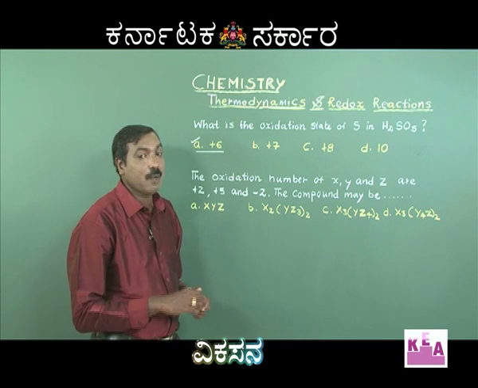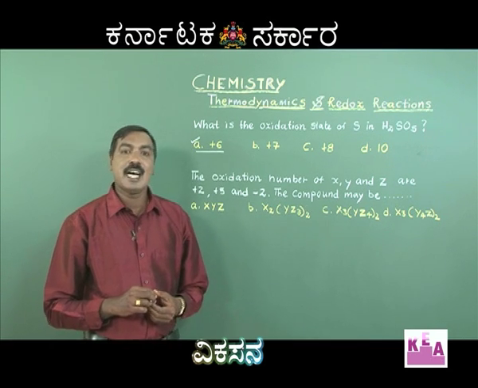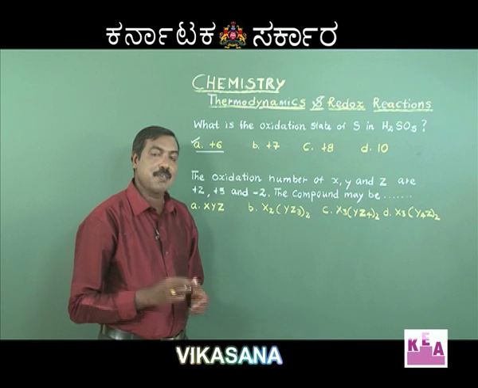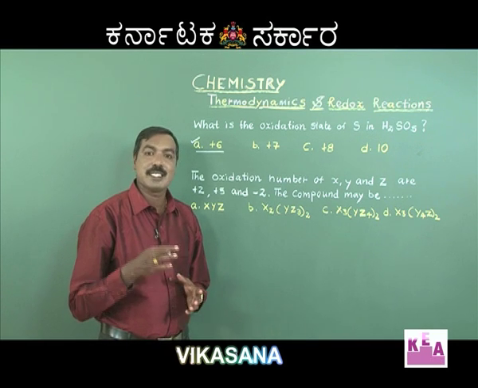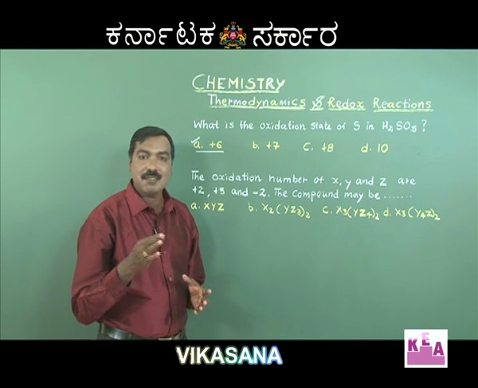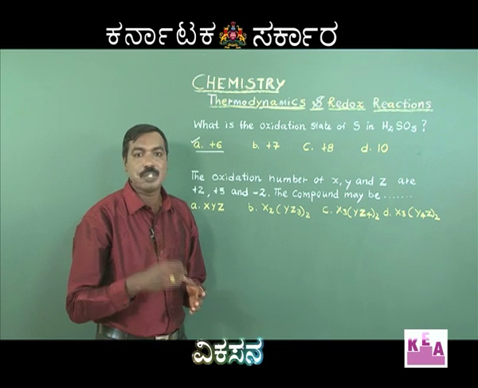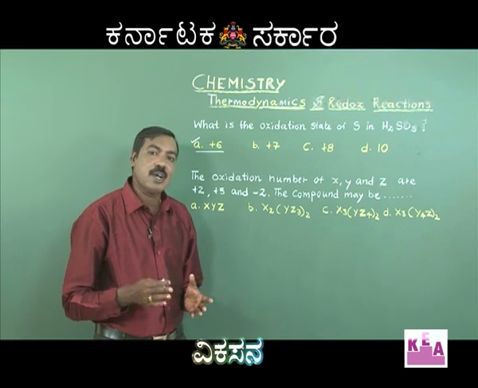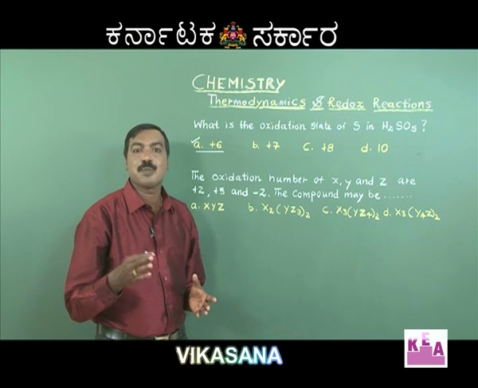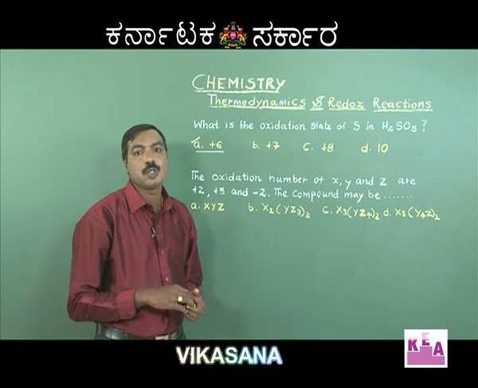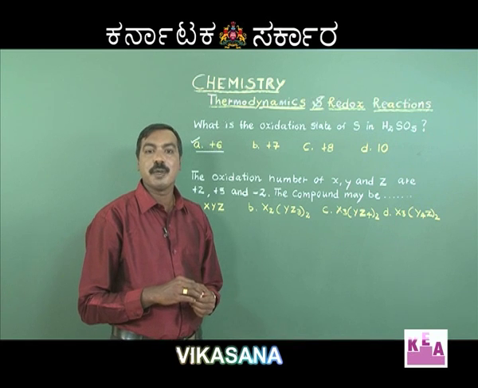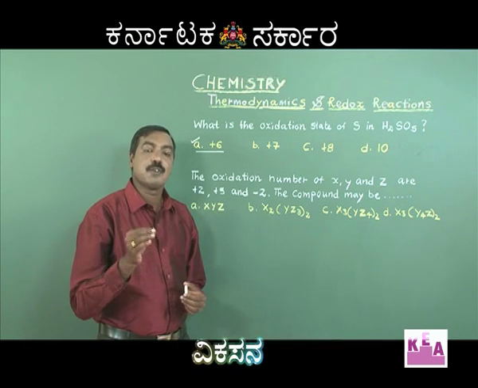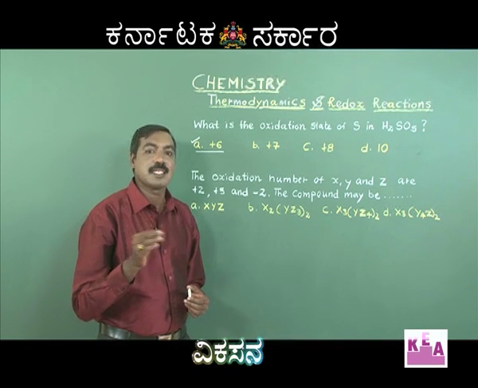Like that, one more exceptional case is CrO5. If you work it out, you get X plus 5 times -2 is equal to 0, so X would be equal to 10, but chromium cannot have an oxidation state of plus 10. In CrO5, the oxidation state of chromium happens to be plus 6.